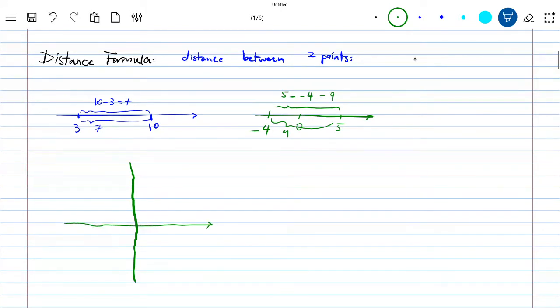What if we have 2 points here in space, somewhere here, and there is another one? And you want to find out what is the distance between these two. So if I connect these two, there would be a line segment between these two. The question is, what is that length? And we want to figure out what is that length.